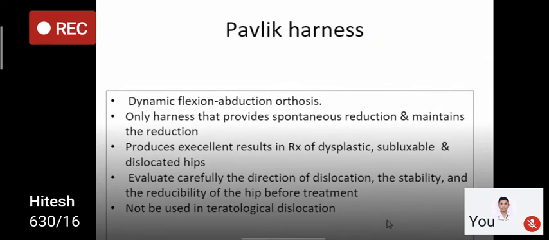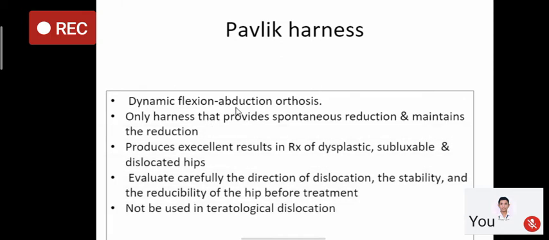Pelvic harness is a flexion abduction orthosis. Question asked: the only harness that provides spontaneous reduction and maintains the reduction. This produces excellent results in subluxable or dysplastic hips. Not to be used in teratological dislocation. Teratological is dislocation in utero.